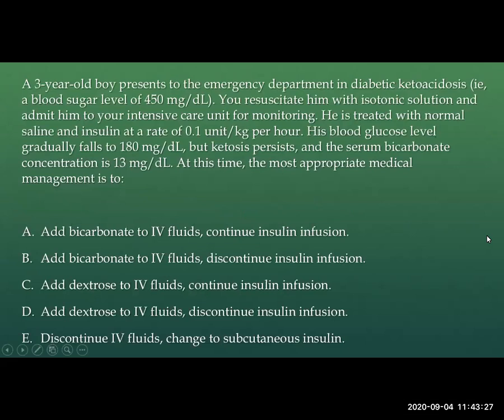Okay. A 3-year-old boy presents to the emergency department in DKA, blood sugar of 450. You resuscitate him with isotonic solution and admit him to the ICU for monitoring. He is treated with normal saline and insulin at 0.1 units per kilo per hour. His blood sugar gradually falls to 180, but the ketosis persists and the bicarb is 13. At this time, the most appropriate medical management is to add bicarb? Correct, C. Yes. So the bicarb, anytime you see this, it's not the answer.